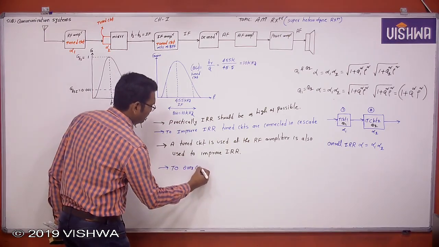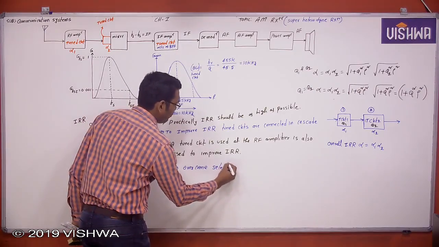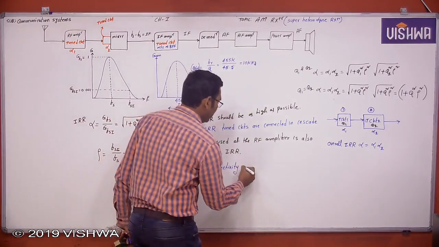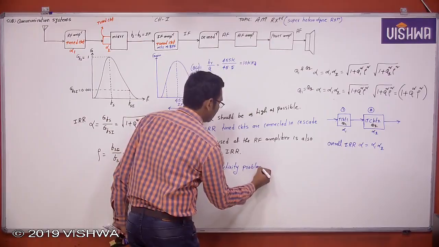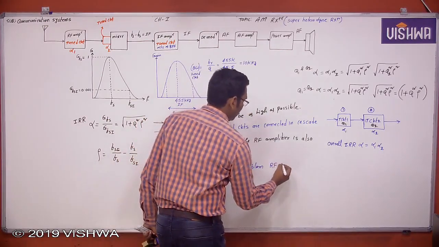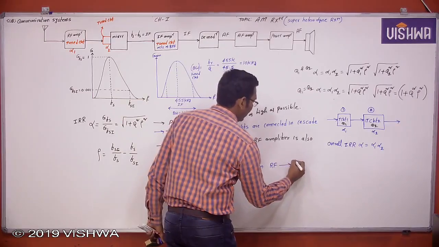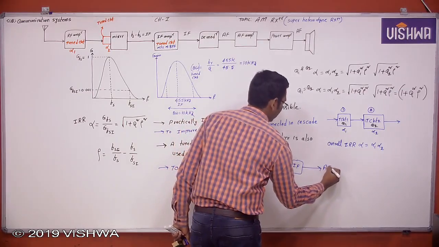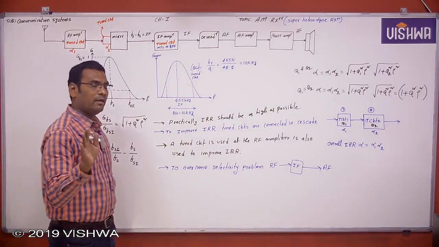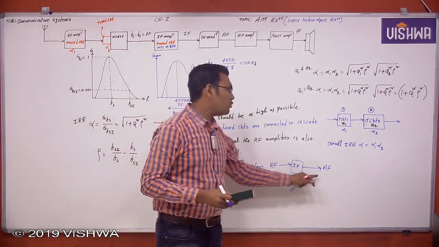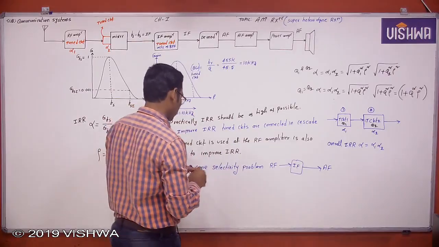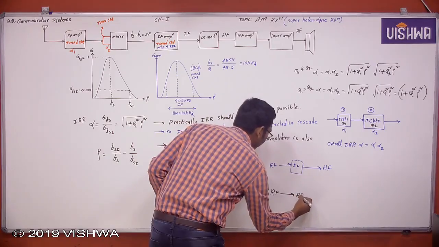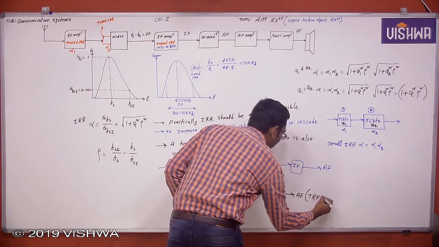To overcome the selectivity problem we faced in the TRF receiver, the RF signal goes to an intermediate stage, IF, and then goes to the AF stage. Previously there was no IF stage in the TRF receiver; RF went directly to AF.